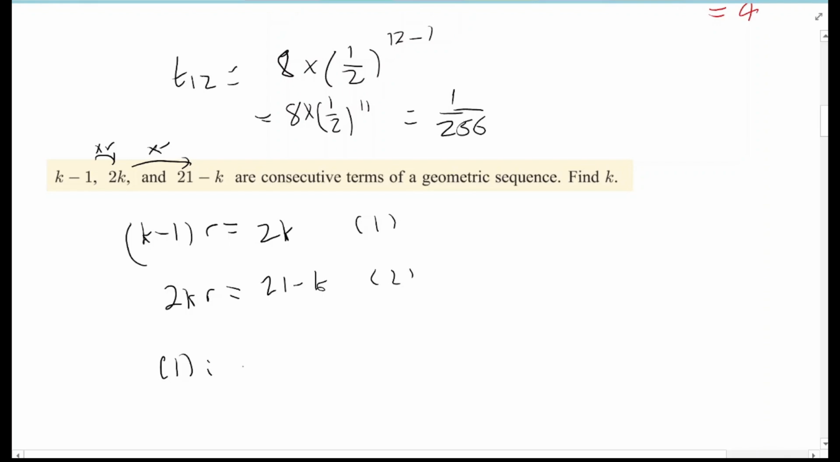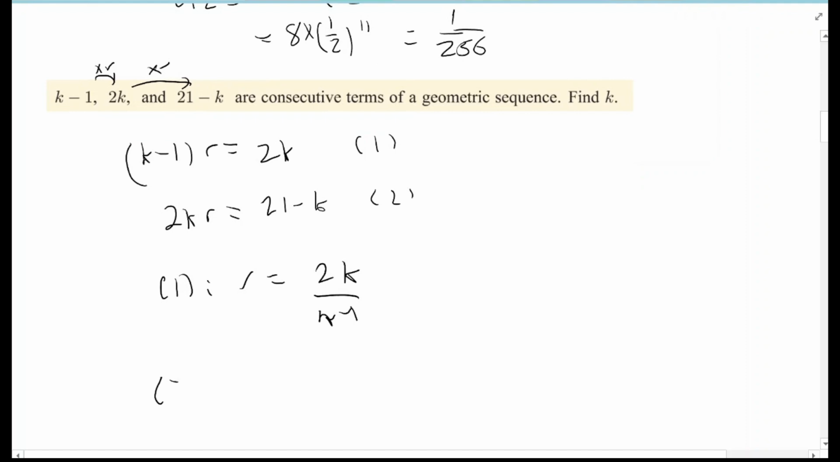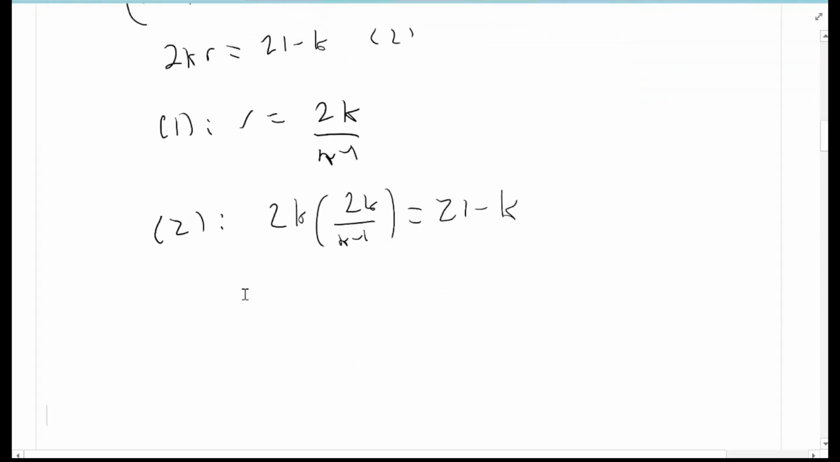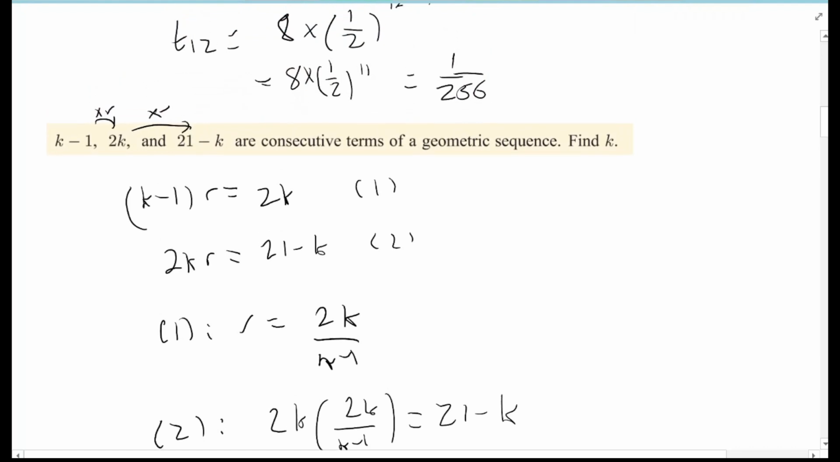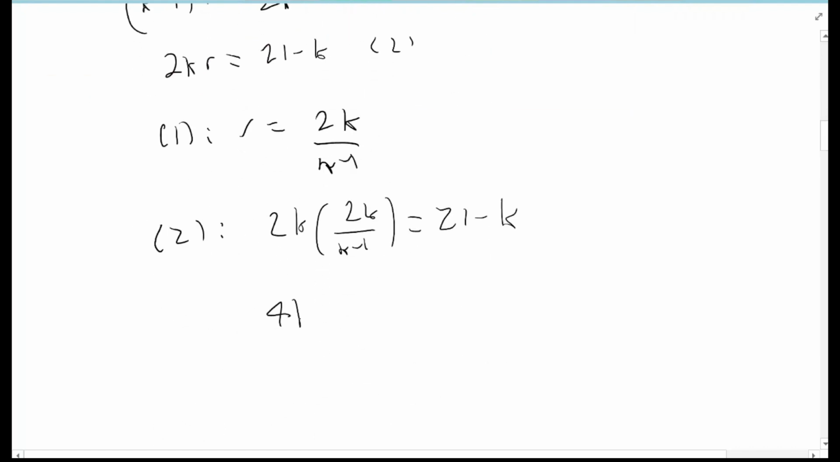So from equation 1, I can rearrange and get r equals 2k over k take 1. And then from equation 2, rather than 2kr, I'm going to go 2k and then plug in what I just got: 2k times 2k over k take 1 equals 21 take k. We'll just keep working through what this looks like. So let's step it out. If I expand all this out, I'm going to get 4k squared on the top and k take 1 on the bottom, and I'm going to get 21 take k over here.